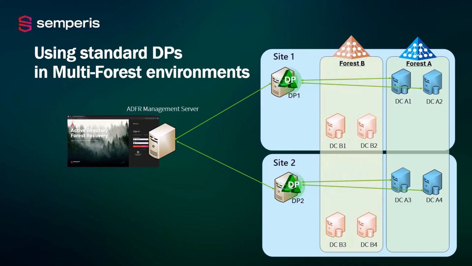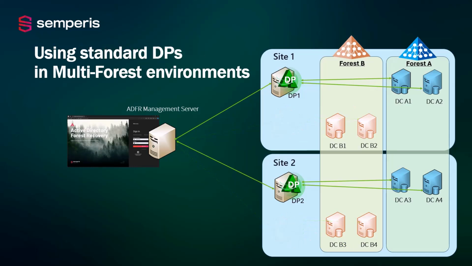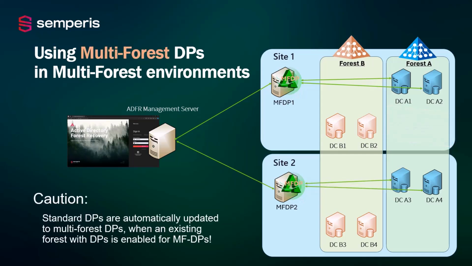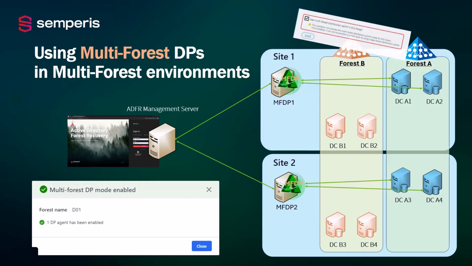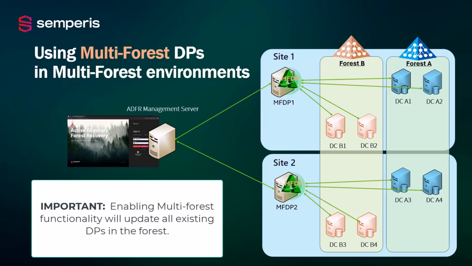perhaps from an acquisition. The standard approach would require 2 new servers to handle this second forest's backups. This is precisely where multi-forest distribution points become the logical and efficient solution. To implement this, we first enable the feature on our original forest, which automatically upgrades its DPs into multi-forest DPs. When we register the second forest, we also enable the feature for it. We can then use the existing distribution points for its backups, saving us 2 servers.